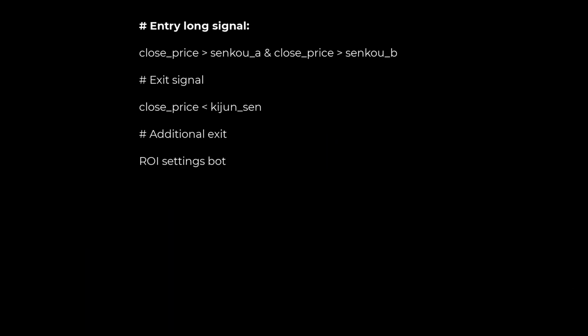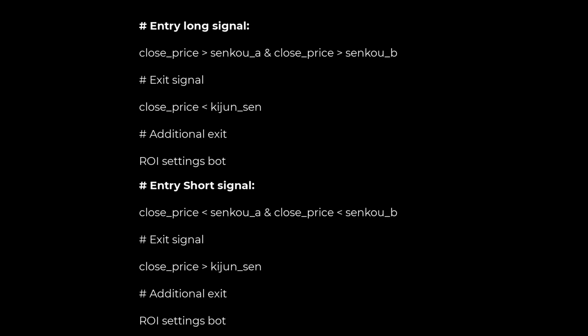For the long signal, the price should close above the Senkou A and the price should close above the Senkou B. And as an exit signal, the price should close below the Kijun-sen, or alternatively, of course, the ROI settings of the bot. I'm also going to make use of short signals, so here the price should close below the Senkou A and it should close below the Senkou B. And also in this case, it does not matter if Senkou A is above or below the Senkou B. For my exit signal, the close price should be above the Kijun-sen, and as an additional exit, I will also use the ROI settings of the bot.